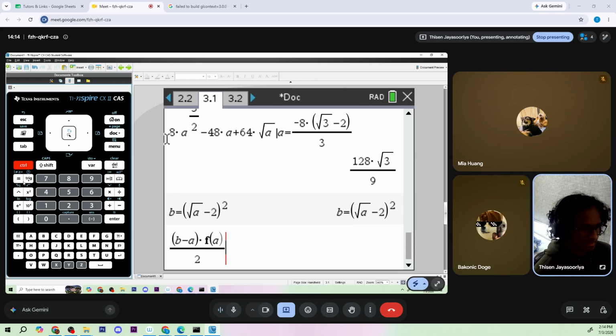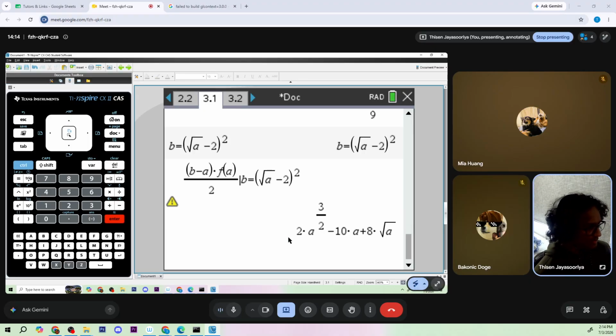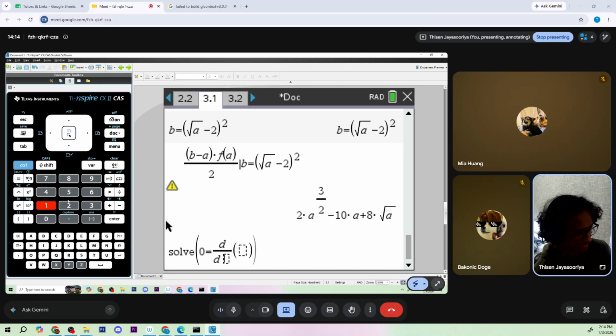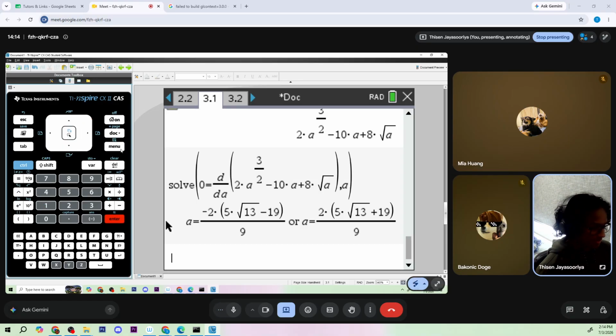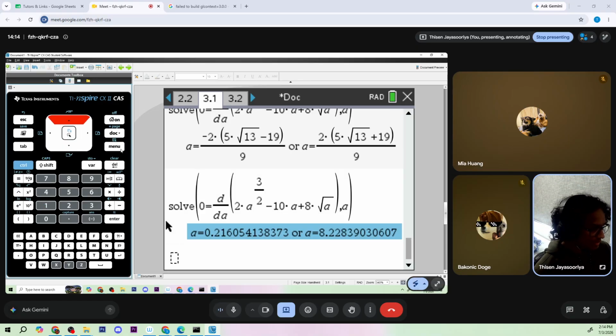And I'm going to use the given that B equals this, so just given this expression. To find out where that's a maximum, I'll use my derivative. So 0 equals, for 1 A this comma A. We get these two values here.